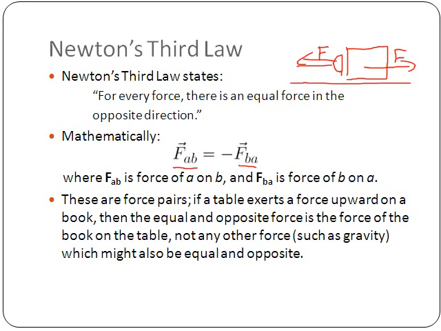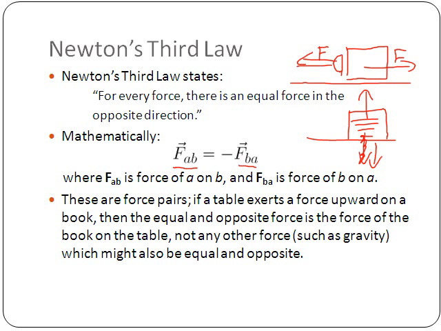And so these are force pairs. Another typical example is a book on a table. It's a very fat book, a dictionary or something. If the table exerts a force upward on the book, then the book must also exert a force on the table. They have to be equal and opposite. Now, we have to be careful: if it's the force of the table on the book, the equal and opposite force is the force of the book on the table.